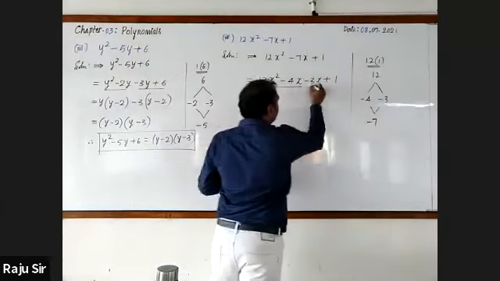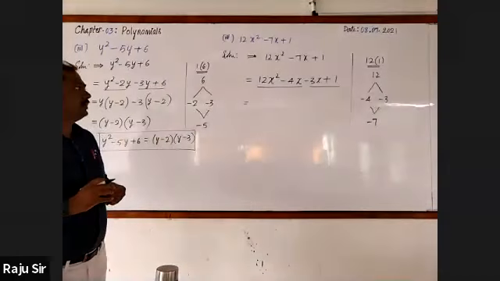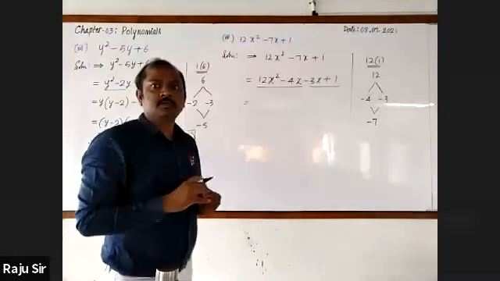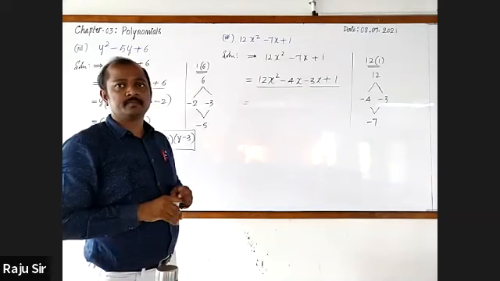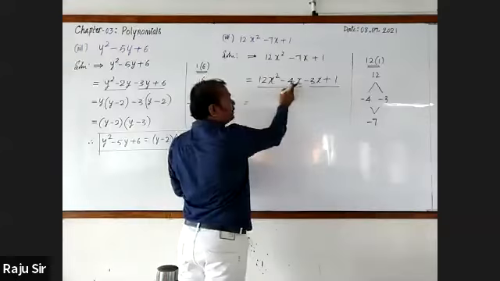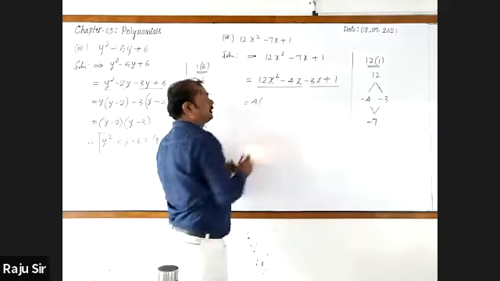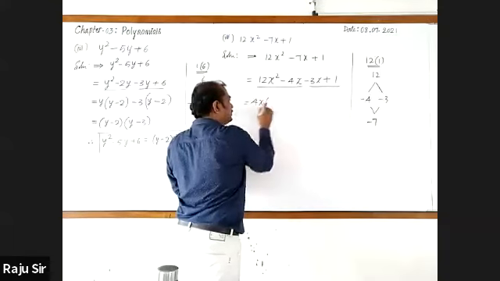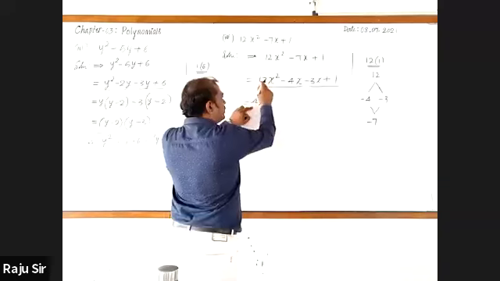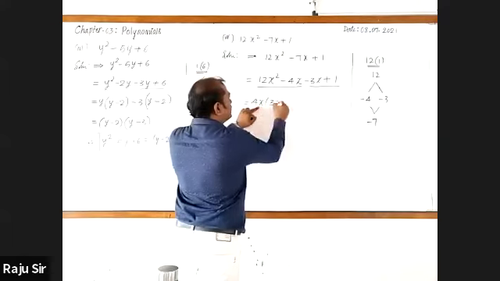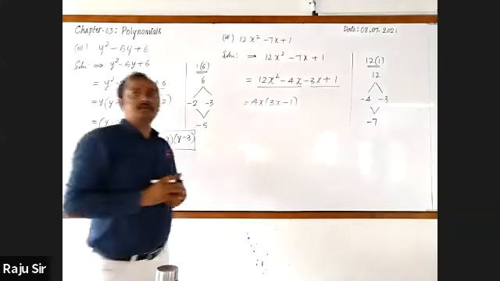Next, group by taking 2 terms. What is the common factor in 12x squared minus 4x? 12 and 4 are multiples of 4, so I take 4 as common. Not only this, here is x squared, here is x. Hence, x will also be taken as common factor. 4x is the common factor. 4 times how much is 12? 3. So 3x is out. Then x into x is x squared. 4x ones are 4x.